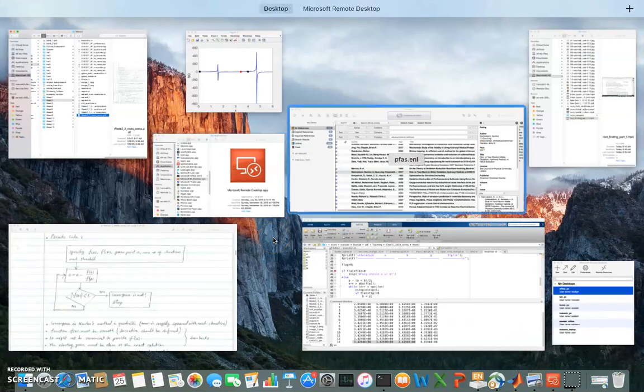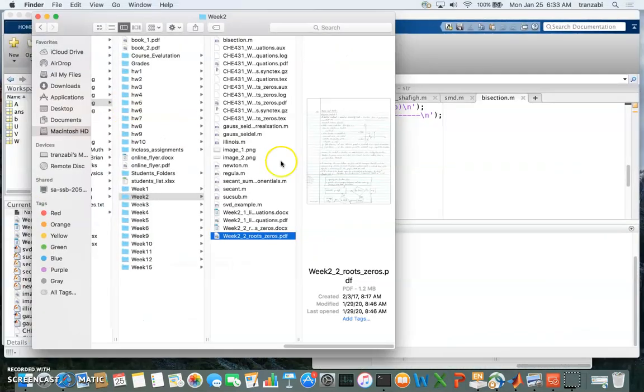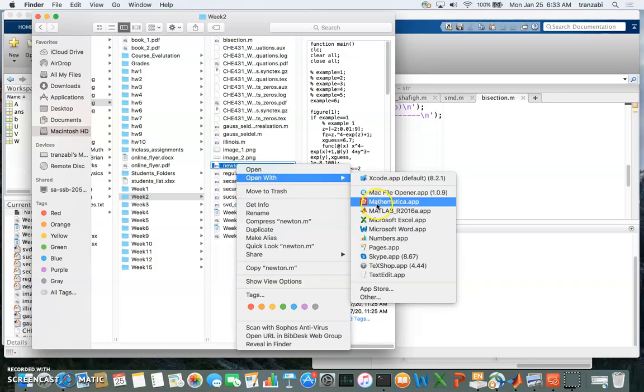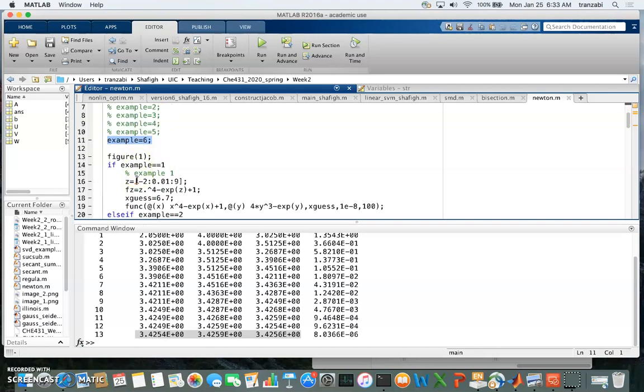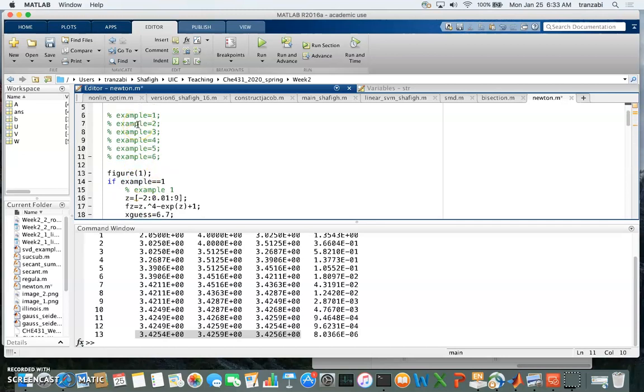So the pseudocode is, so let's say Newton's method is going to be this one. I'll open it. Okay, so we're going to clear the screen. We're going to clear all the variables. We're going to close all the figures. Well, I have a couple of examples here. I'm looking at example 6, but that doesn't matter. Let's look at example 1. So I'm going to just uncomment this, and here's example 1.